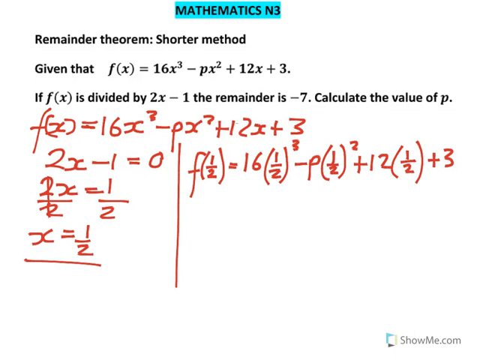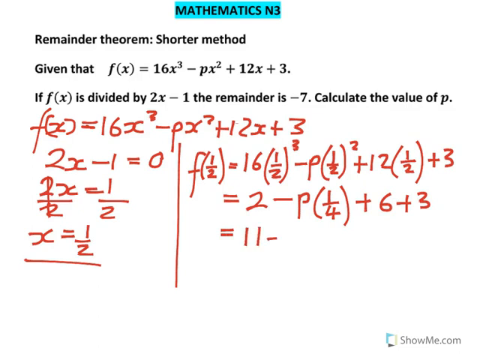Now if you simplify that with a calculator, 16 times 1 over 2 cubed, you'll get a 2. P times half squared, you'll get 1 over 4 p, and 12 times half, you've got 6, plus 3. Now this is equal to, if you add the numbers, 2 plus 6 plus 3, you're going to get 11 minus 1 over 4 p. This is f of half.